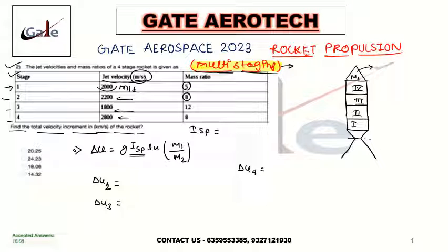Precisely, ISP is given by Cj upon G. That means specific impulse is given by the exit velocity divided by gravity.